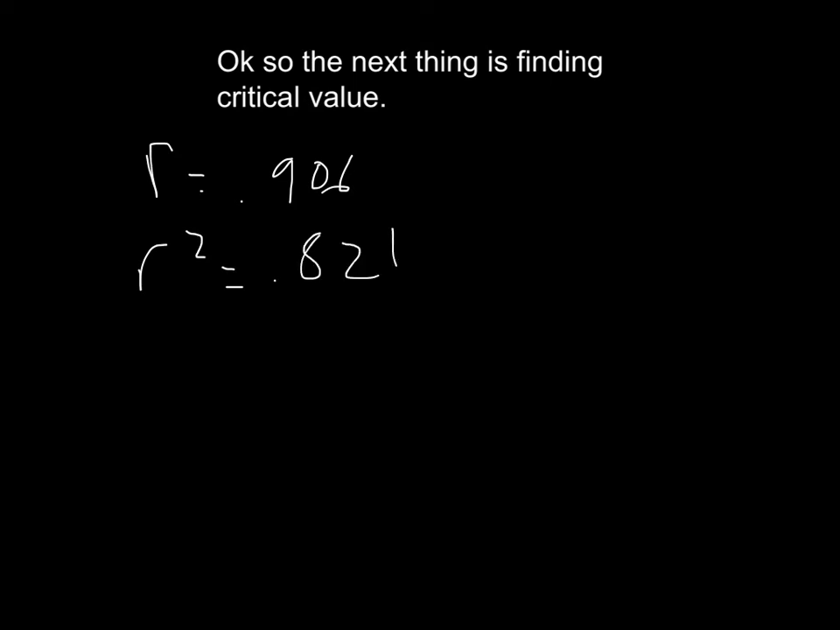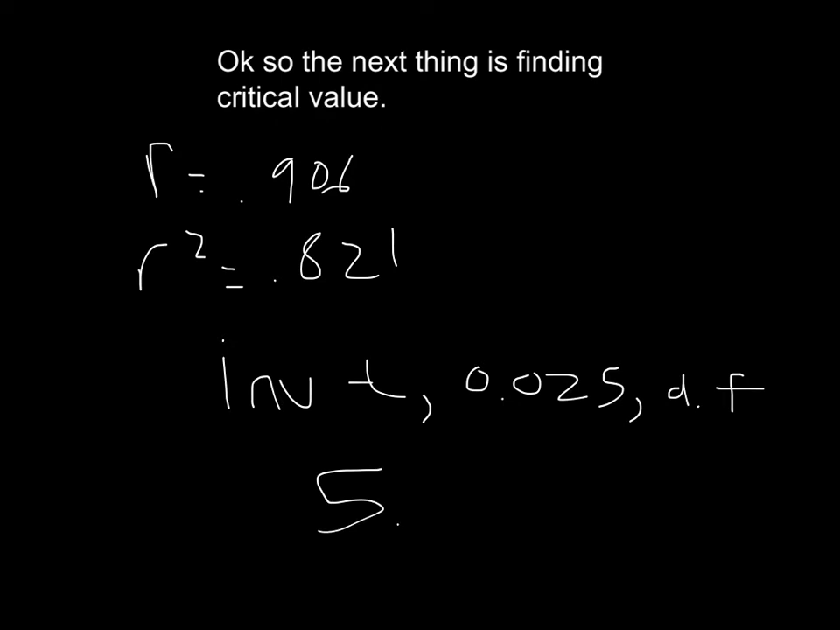The next thing you want to do is solve for the critical value. For that, from the stats list editor page, you'll hit inverse t and then you'll enter in 0.025 and then you will enter in the degrees of freedom, which should be 5, and that will give you your critical value, which will be negative 2.571.